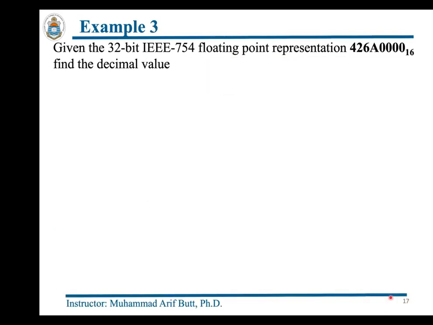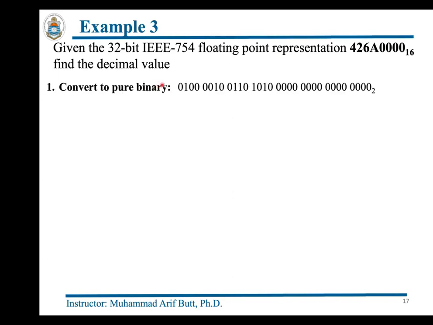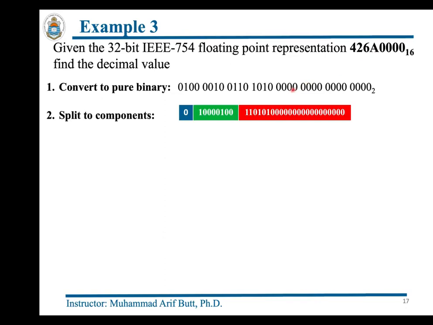Okay dear students, let me do it the other way around now. Given a 32-bit IEEE 754 floating point representation of a decimal number, 426A0000 in base 16, find the respective decimal value. The first step is to convert this hex number into pure binary. Then we split it into the components: the sign bit, the remaining 8 bits in the exponent part, and the 23 bits in the mantissa part.